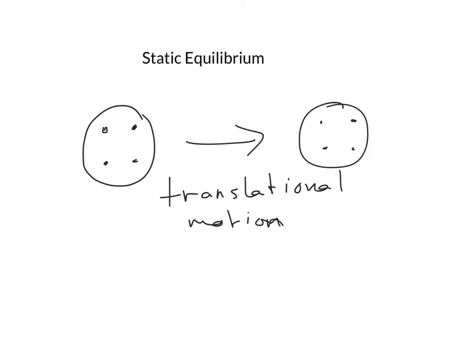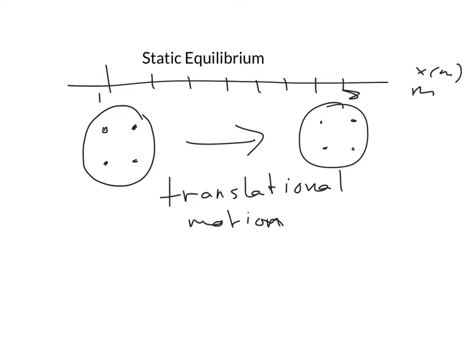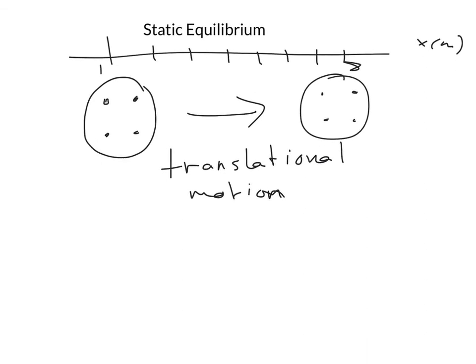And I should probably put a number line on here, like meters. The object started at 1 meter, 2, 3, 4, 5, 6, 7, 8, and ended at like 8 meters. This is position in meters. So the object did move relative to its starting point. All right, so we'll call that pure translational motion.